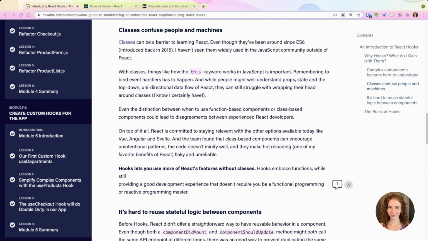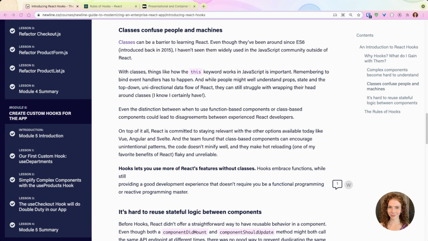Another issue that a lot of people have brought up is that classes are confusing to both people and machines. Classes, which are relatively new to JavaScript as a language, are a barrier to learning React. Even though they've been around since ES6, which was introduced back in 2015, I haven't seen them widely used in the JavaScript community outside of React. With classes, things like how the this keyword works in JavaScript is important to understand. Remembering to bind event handlers has to happen.